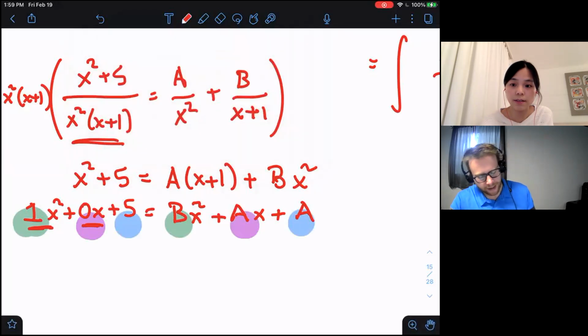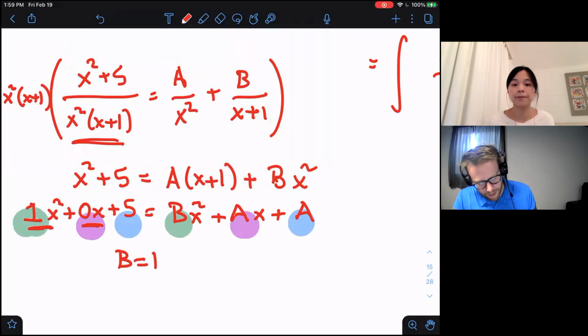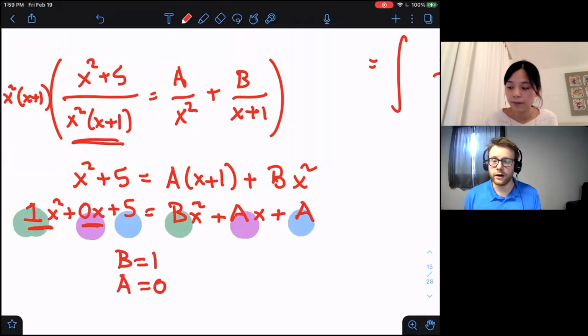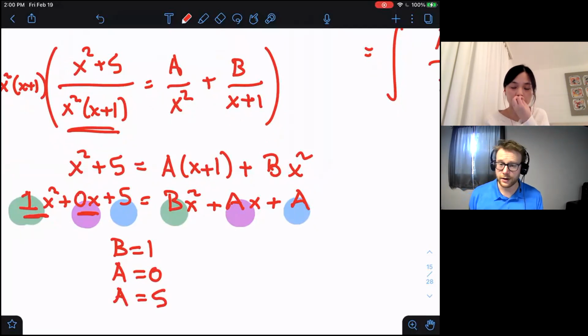And so what does this tell us? It says that b has to be equal to 1, right? The quadratic coefficients need to be the same. It tells us that 0 needs to be equal to a. The linear coefficients need to be the same. And it tells us that a needs to be equal to 5. The constant coefficients need to be the same.